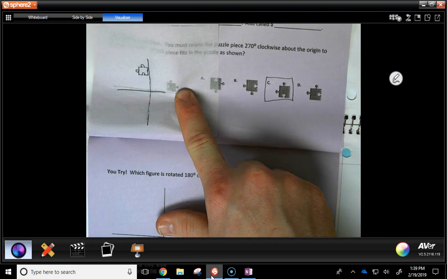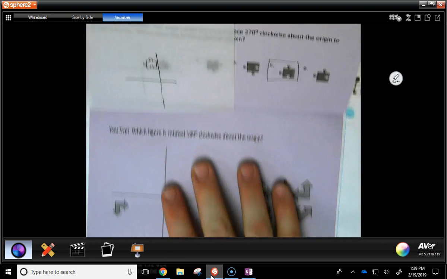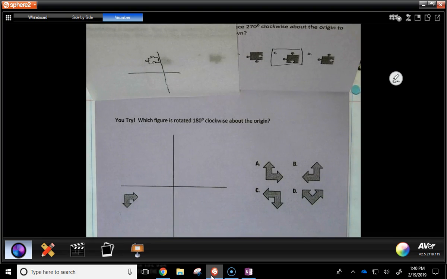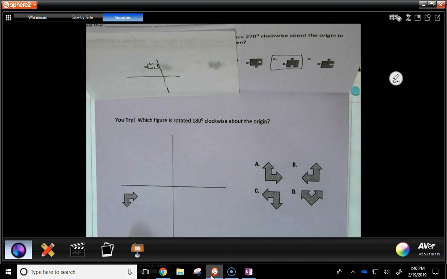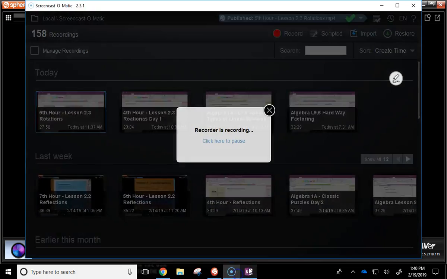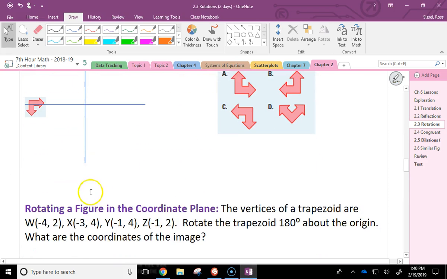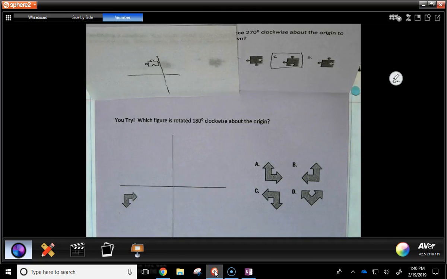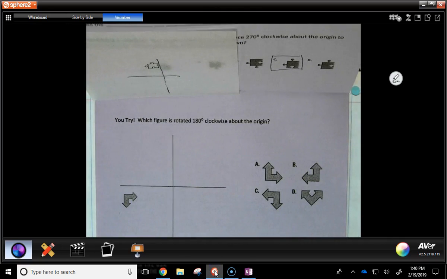I thought it was D. I will do this one for the class. So you have to show it to me though. Which figure is rotated 180 degrees clockwise from the origin? This shape. 180 degrees. I can't see it. Use your tracing paper.